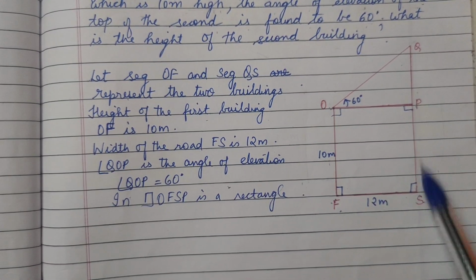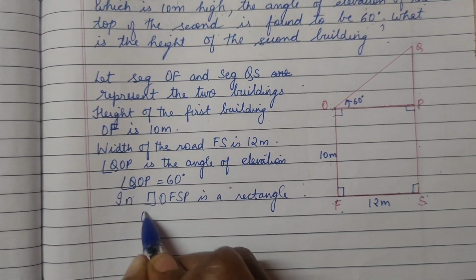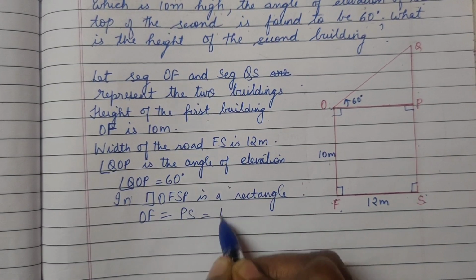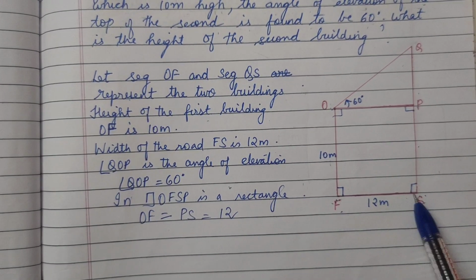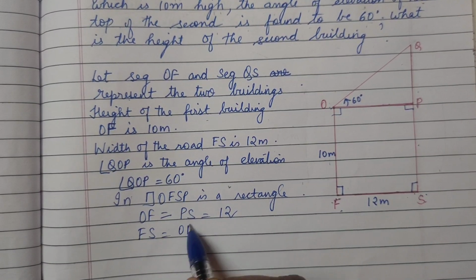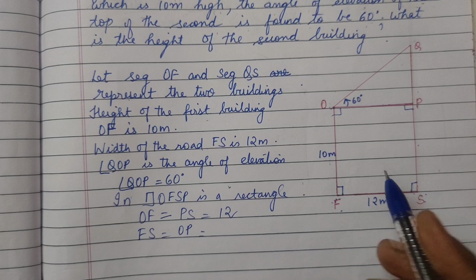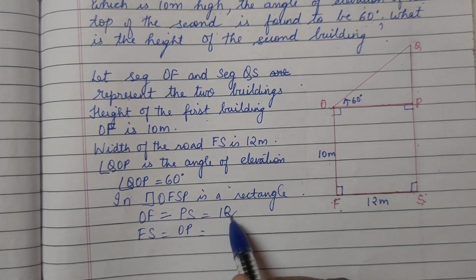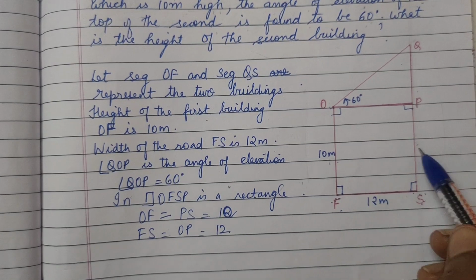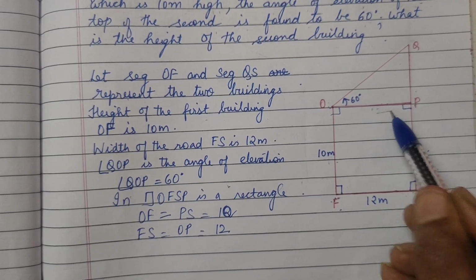Okay, so that's the reason what happened. OF is 10 meter means PS will also become 10 meter. So we write OF equal to PS, that is 10. Okay, similarly FS is equals to OP. That represents how much here? Sorry, OF and PS is how much? 10. Yes, 10. So FS represents 12. So we got this also 10 and this is also 12 here.